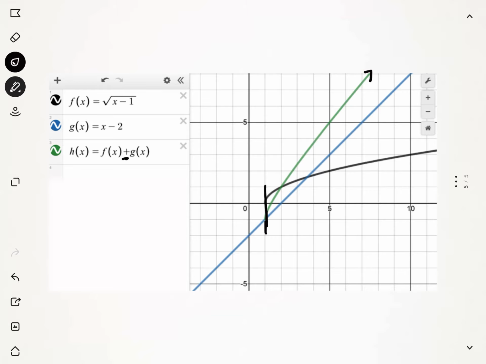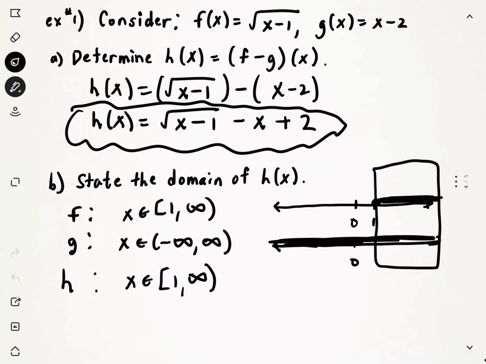To the left, it does not, and that is based off of this domain right here, which is what's common in terms of the original functions, the basic f and g functions. What is the domain of each of those? What domain do they have in common?